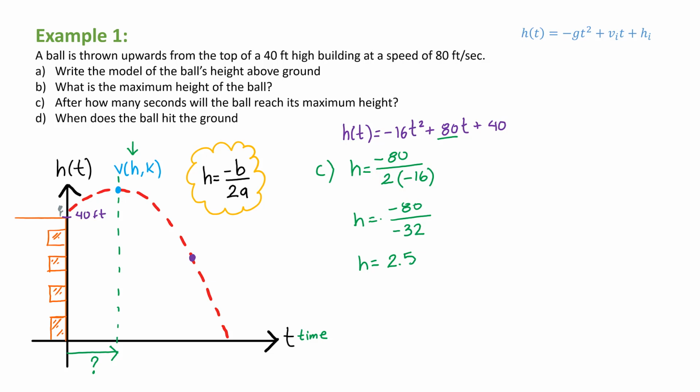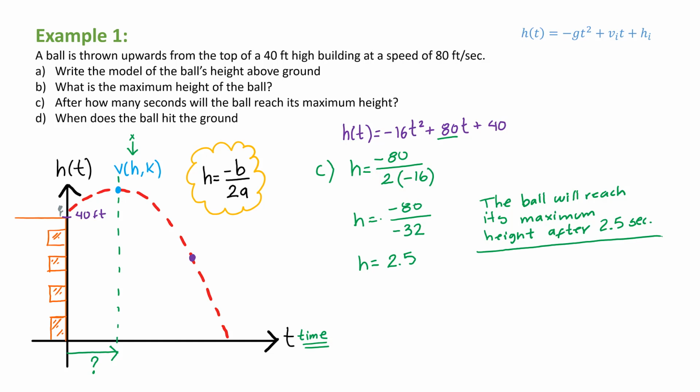Okay, so the question was, after how many seconds? We just found h, which is the x coordinate of the vertex that represents time. So 2.5 represents time in seconds. So the ball will reach its maximum height after 2.5 seconds.